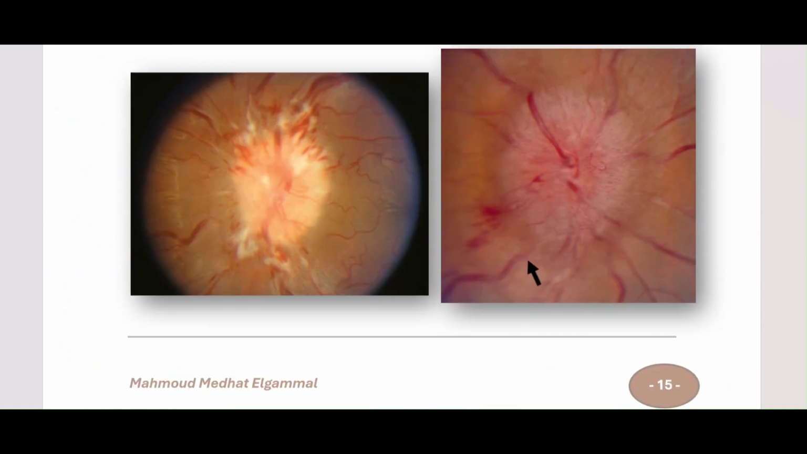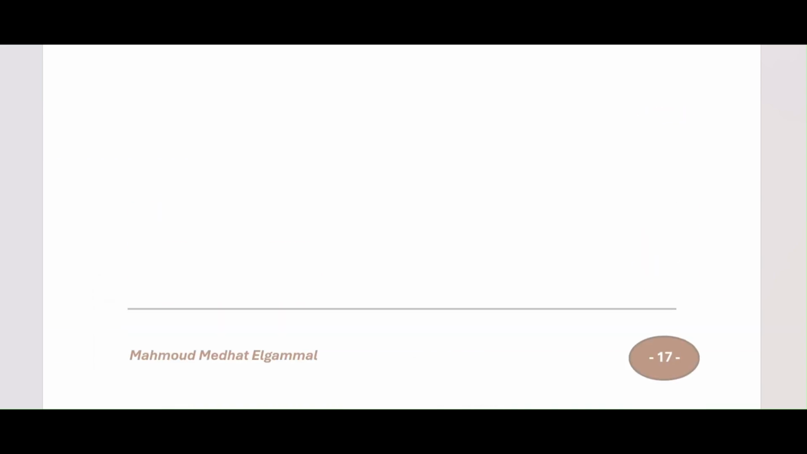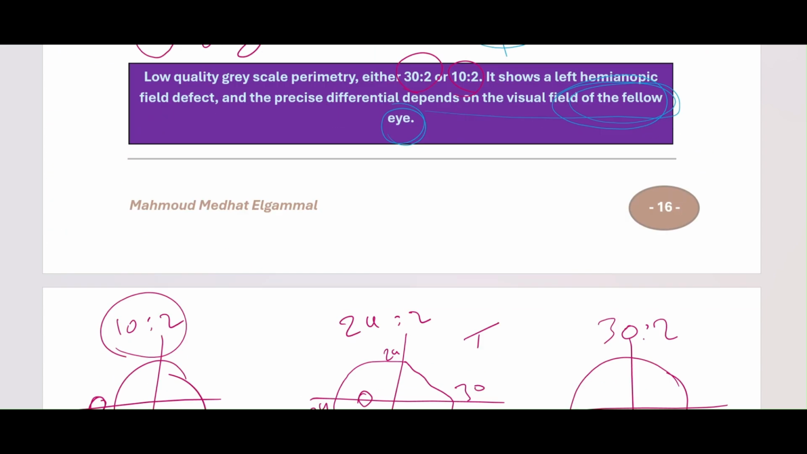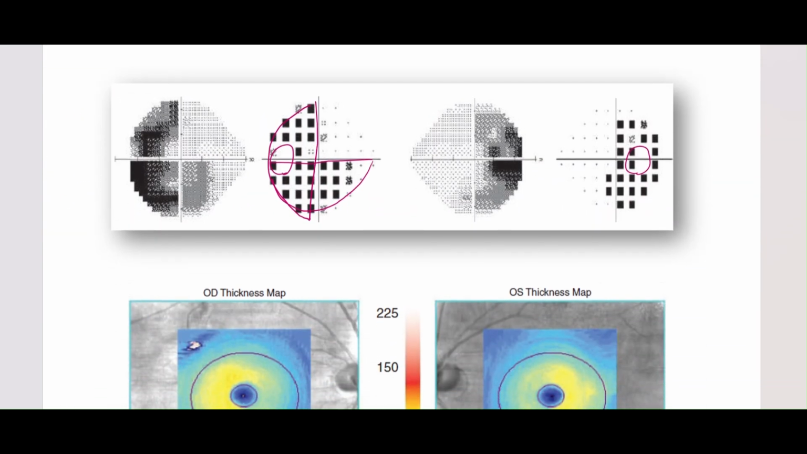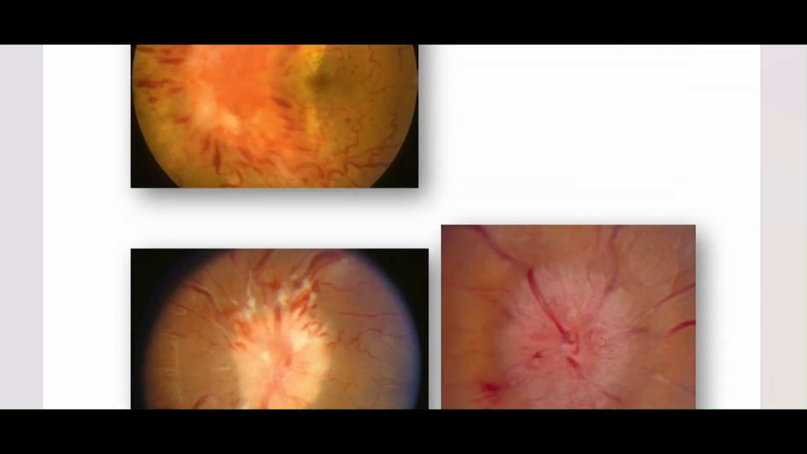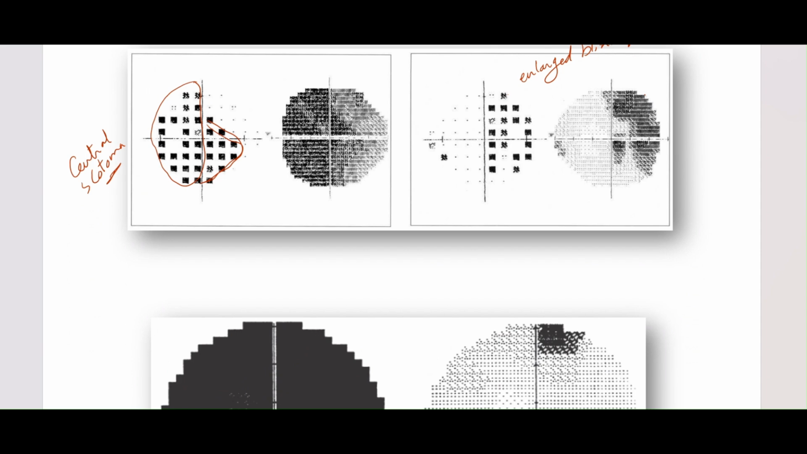Let's go back to the first case, and we just mentioned that this is an enlarged blind spot, and this is another form of enlarged blind spot. So an eye with unilateral hemianopia or central scotoma and contralateral superior temporal scotoma or enlarged blind spot is called junctional scotoma of Traquair.